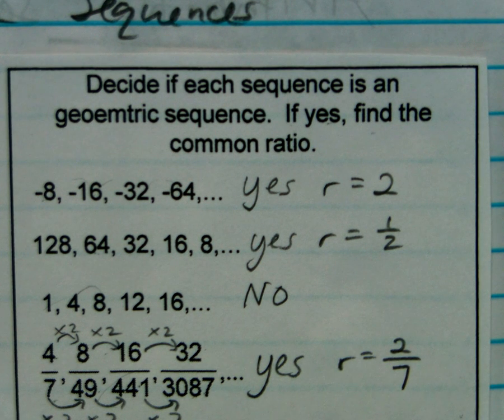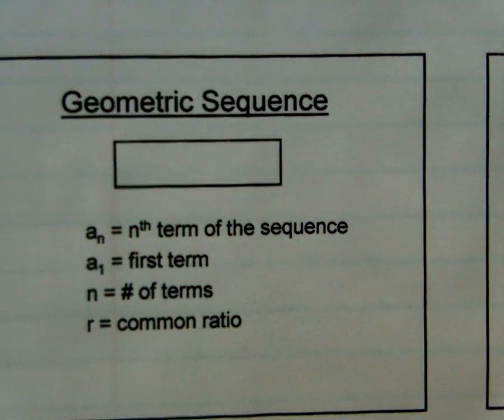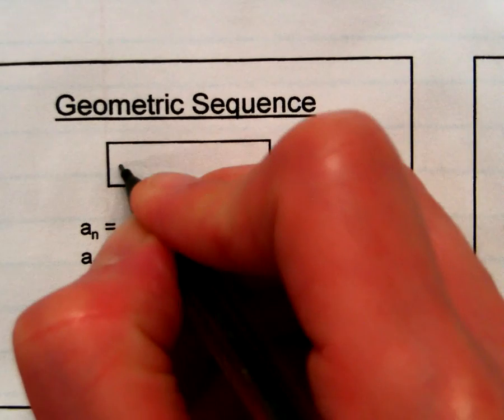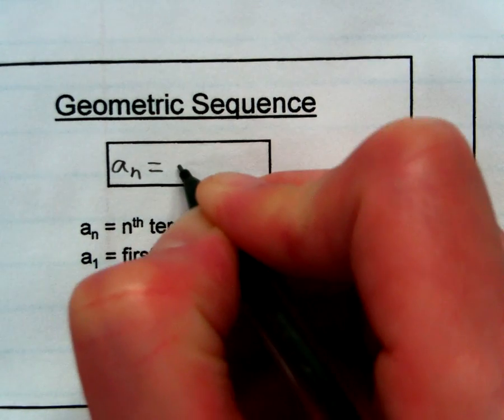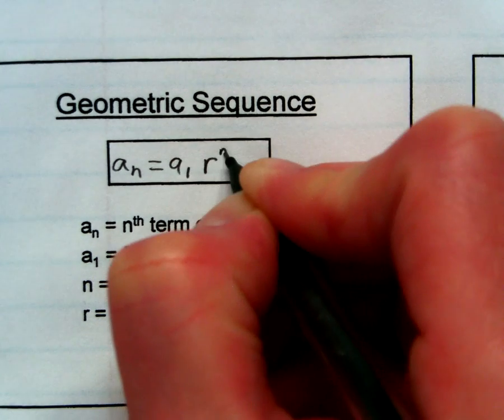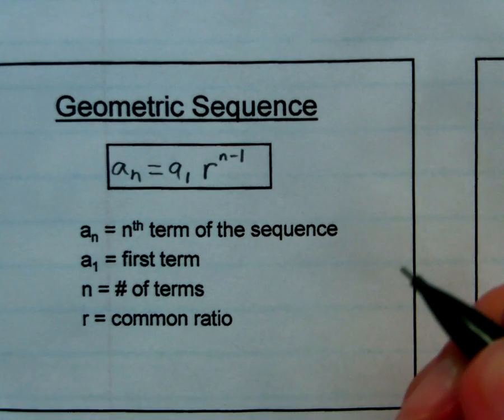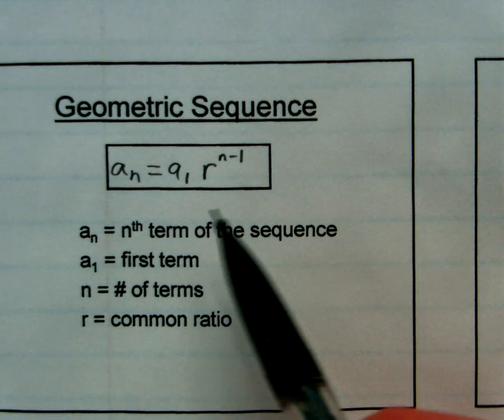All right, so just like with the arithmetic sequences, there is a pattern to writing the formula for geometric sequences. So we're going to look at that next. If you're writing the formula, you have your generic A_n term, and it equals the first term times R to the n minus 1 power. So it's a little bizarre, but it works.